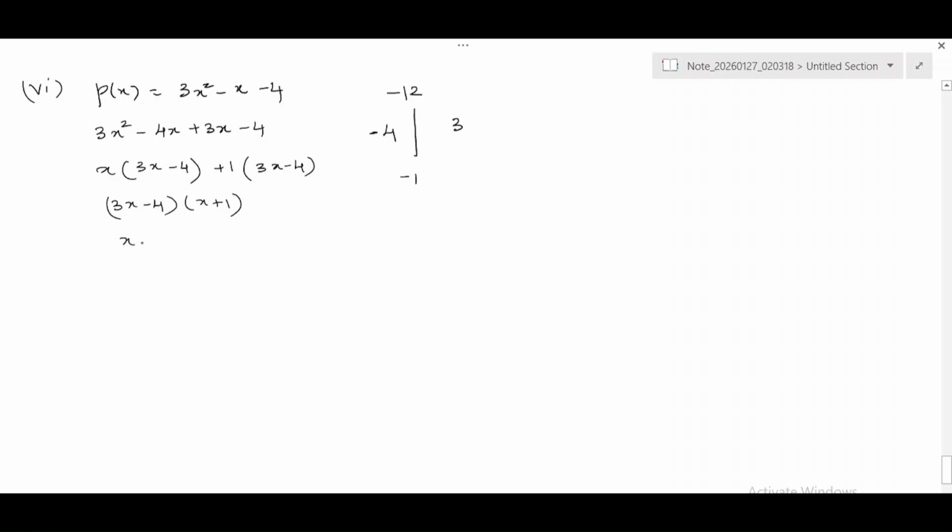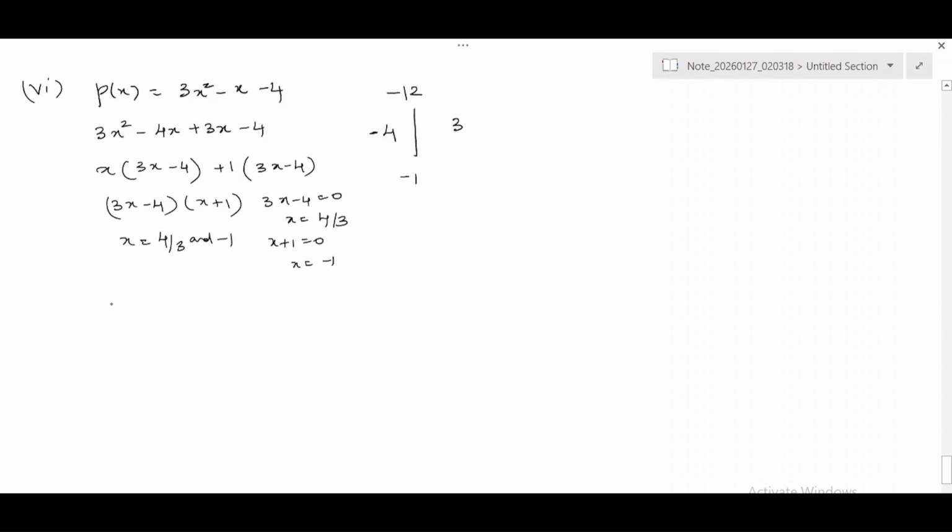So 3x minus 4 is equal to 0, x is equal to 4 by 3. x plus 1 is equal to 0, x is equal to minus 1. So x is equal to 4 by 3 and minus 1.